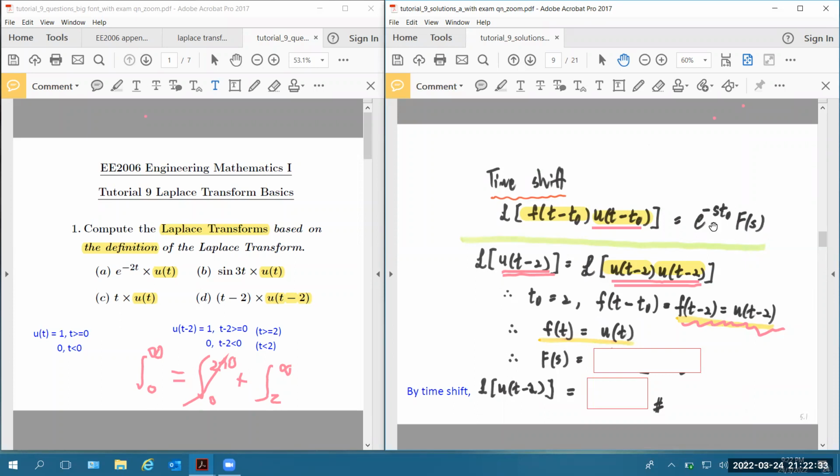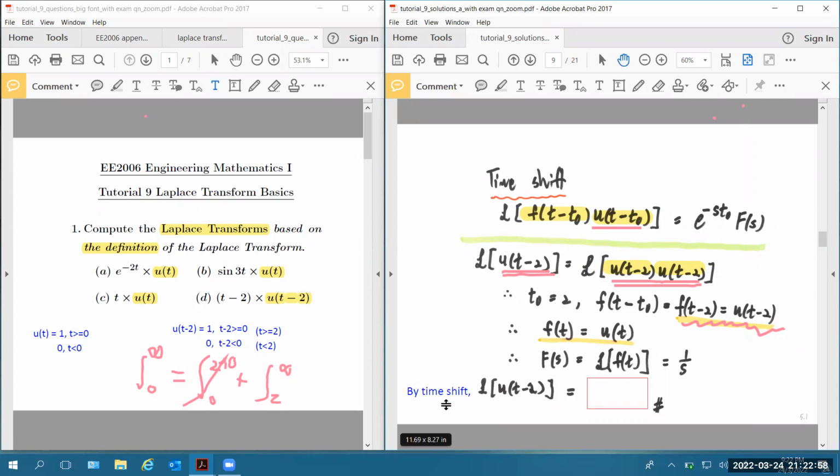Okay, I'm going to put it into this formula. Now, in the formula here, there's an F(s). I need to know what is F(s). The relationship between the small f and big F: F(s) is the Laplace transform of f(t). Laplace transform of u(t), and that one from the table is 1 over s. All right, so now you got your F(s) already.